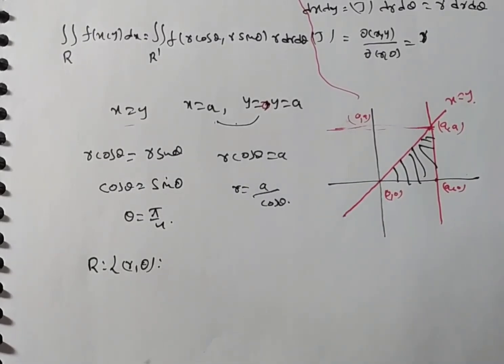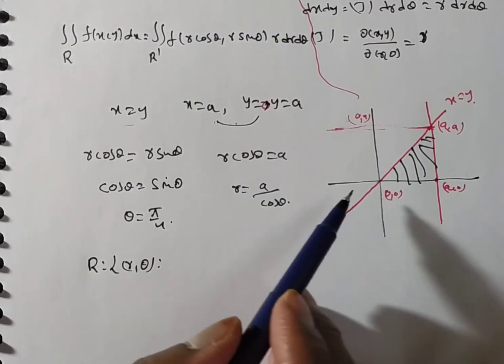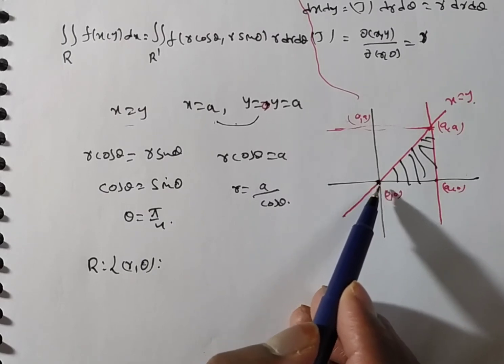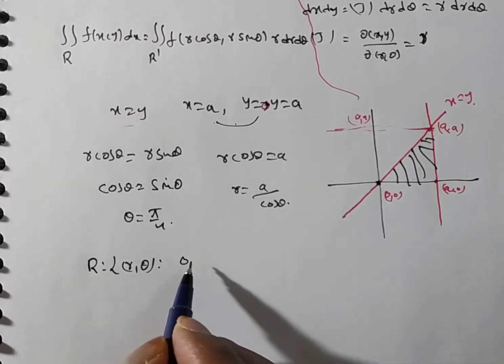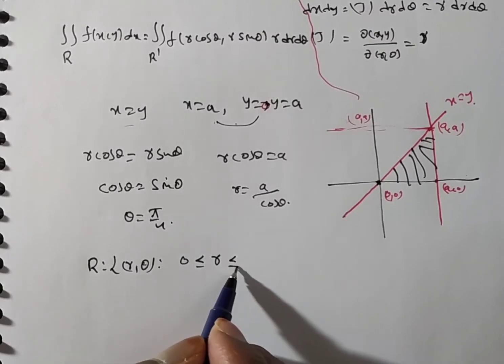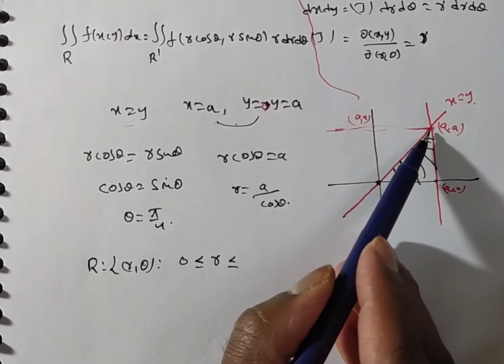If you have a doubt, friends, what we have to do is draw the strip in the region. Already the line x is equal to y is there. Now at this point, what is the radius? 0. So R lies between 0 less than or equal to R less than or equal to the maximum, at the point A only.